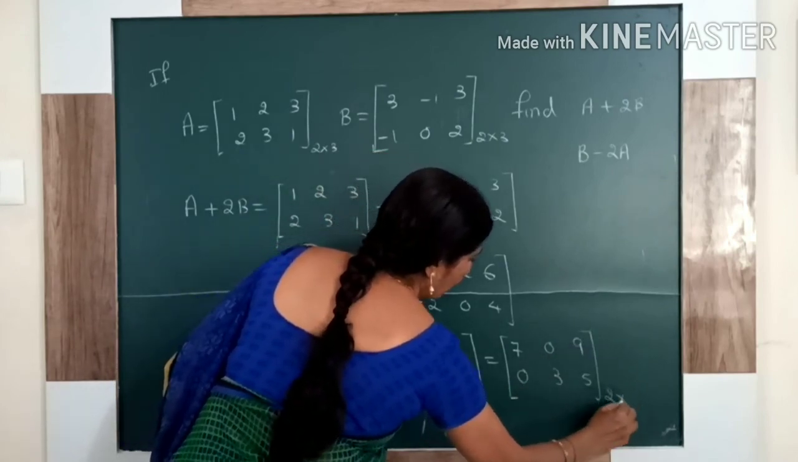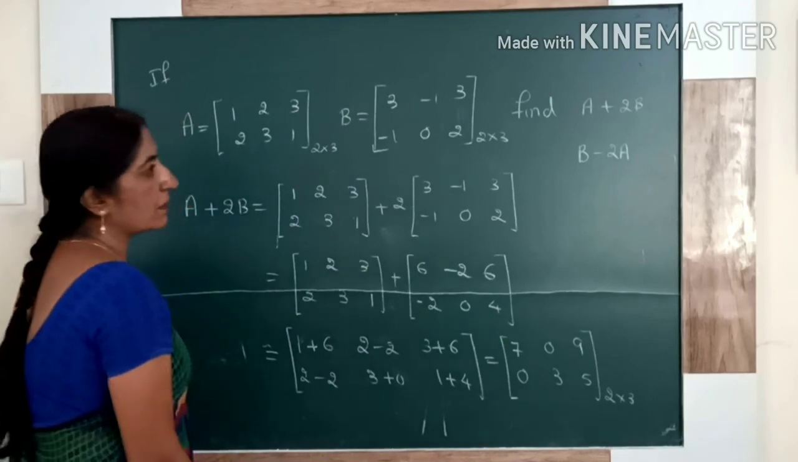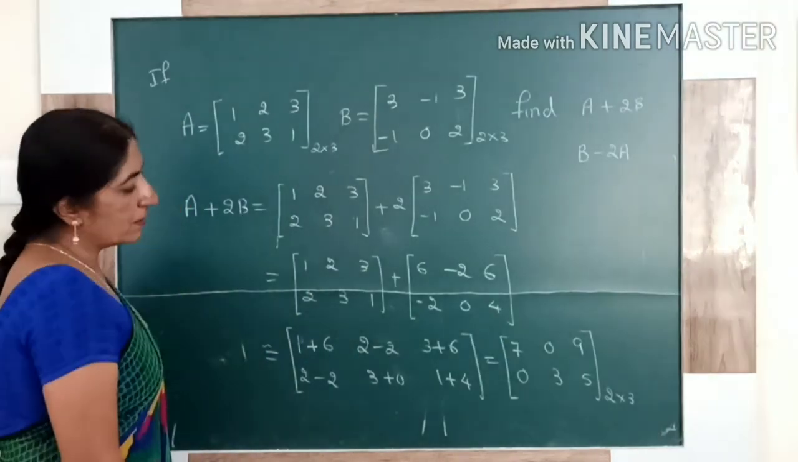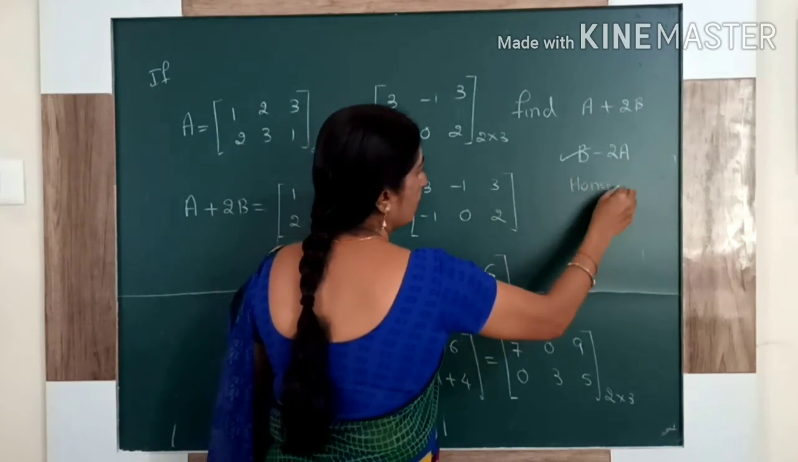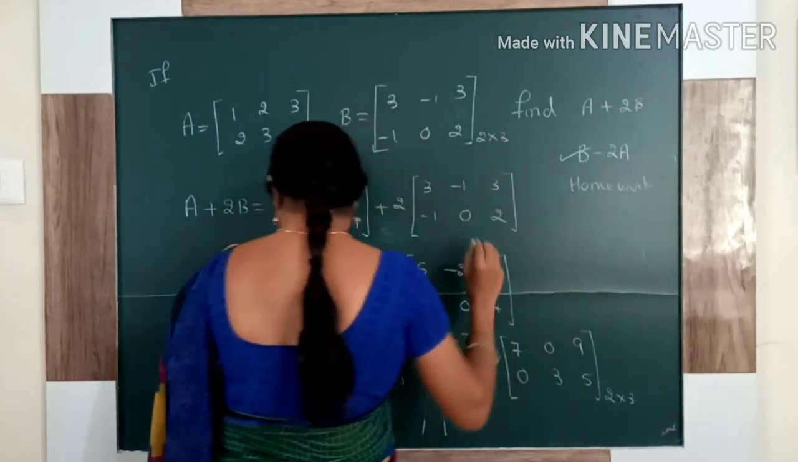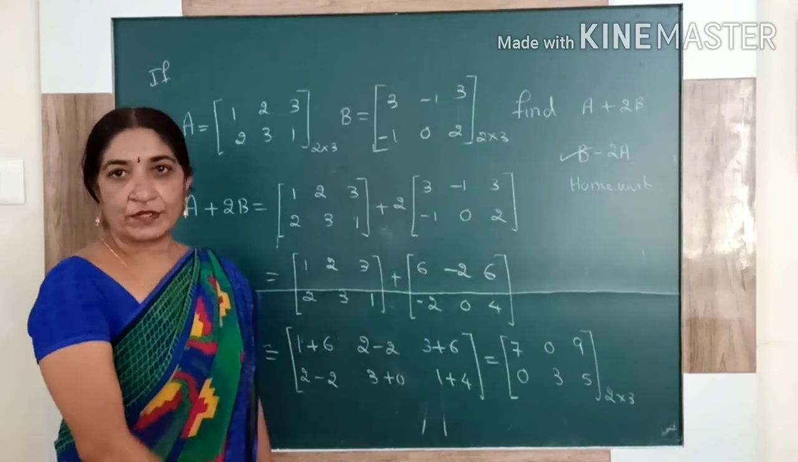See here, the result is of order 2 by 3. That means in addition and subtraction you will get the same order. So take this one as a homework. In the next class we will continue with this part.